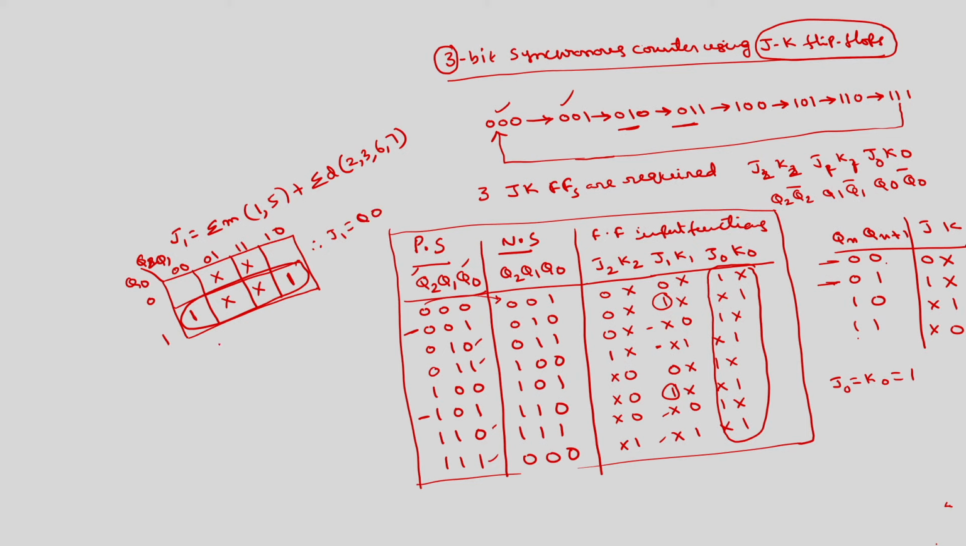Similarly, if you solve for K1 also you will get Q0, and if you solve for J2 you will get J2 is equal to K2 is equal to Q1 Q0. You can do it in a similar manner. So, what is the complete design of the 3-bit synchronous counter? You have 3 flip flops.